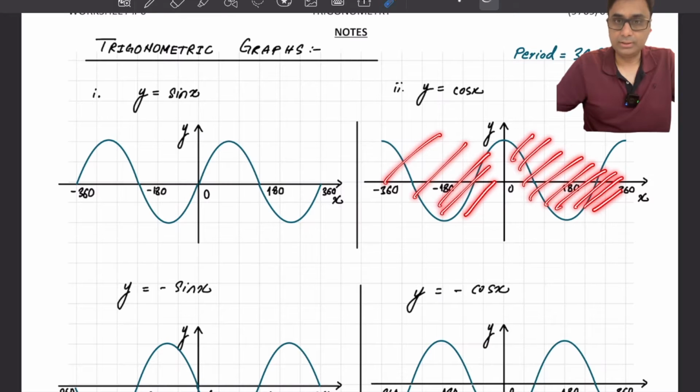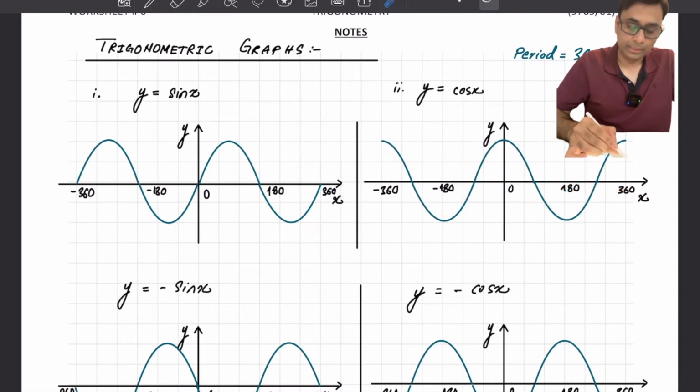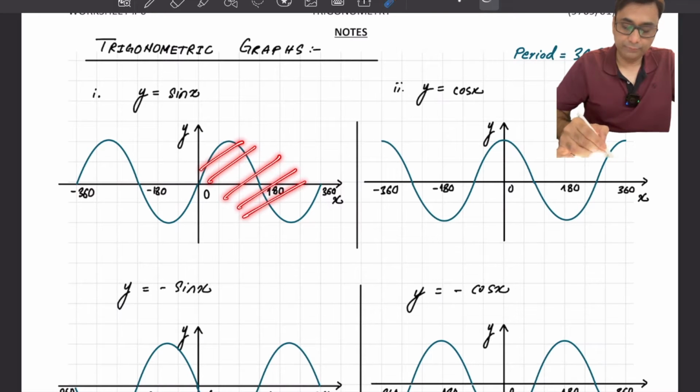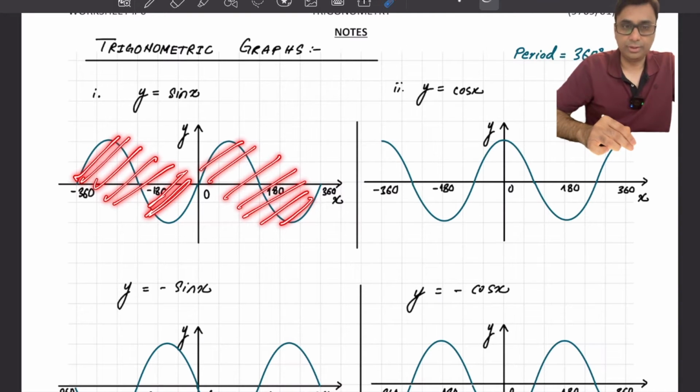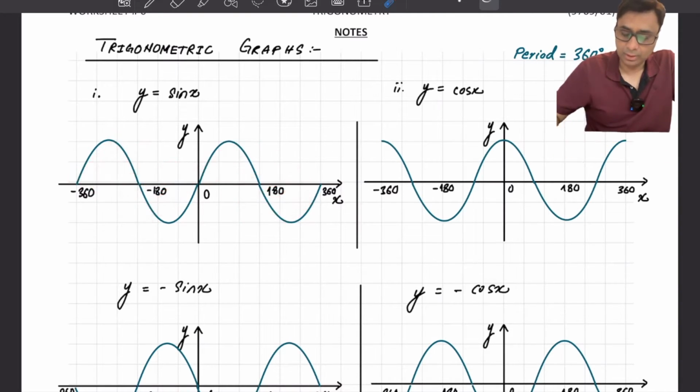If you can learn it, that would be really good, especially in sketching very difficult graphs. Similarly, this is the one cycle of the sine x graph for positive values of x, and this is for the negative values of x.